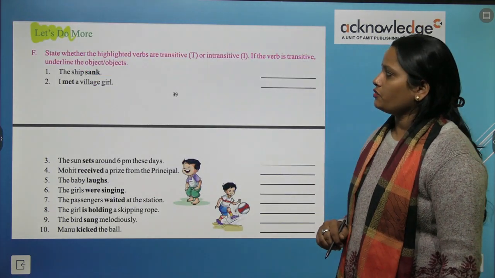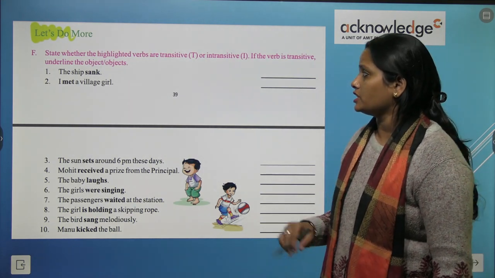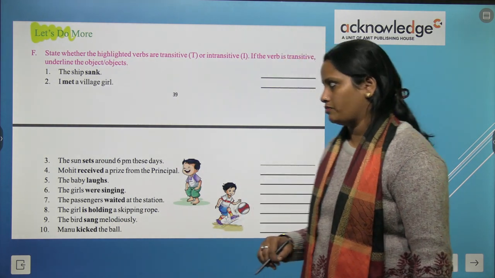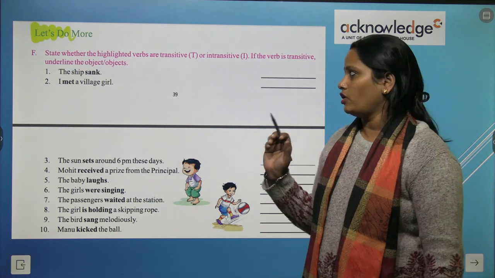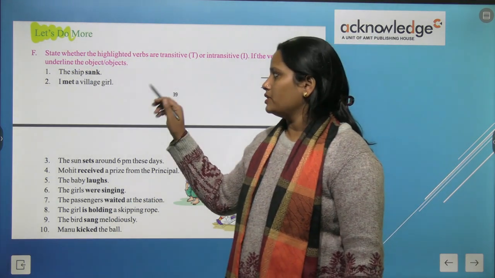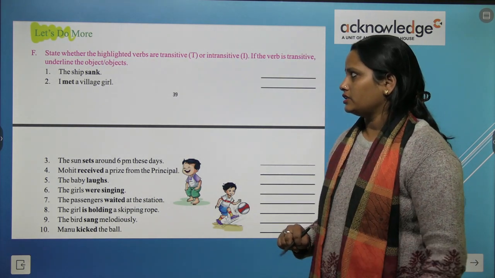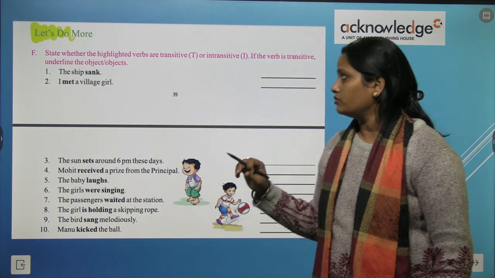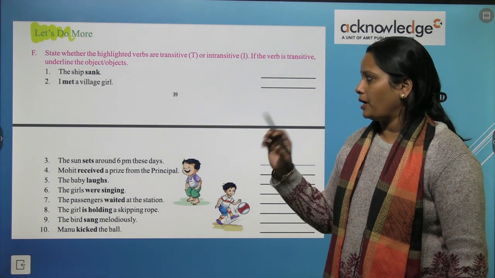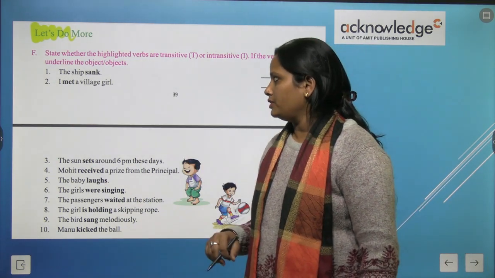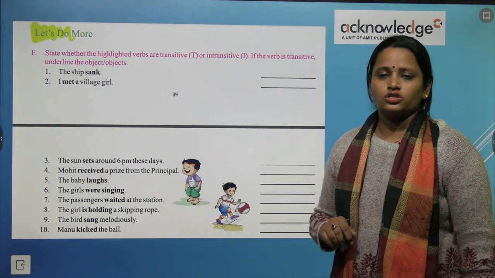Next is state whether the highlighted verbs are transitive or intransitive. If the verb is transitive, underline the object or objects. So इनमें बताना है हमें कि verb जो दिए गए हैं that is transitive or intransitive. So the ship sank. So यहाँ पे the verb is sank and it is transitive verb. Next is I met a village girl. So here the word met is the verb and it is also transitive verb. So rest questions you have to do on your own.